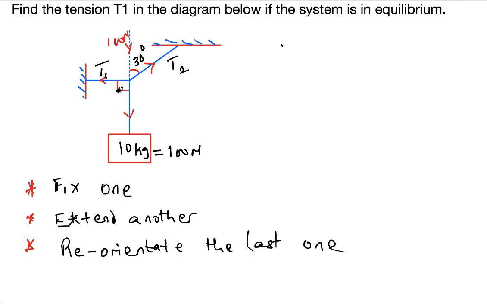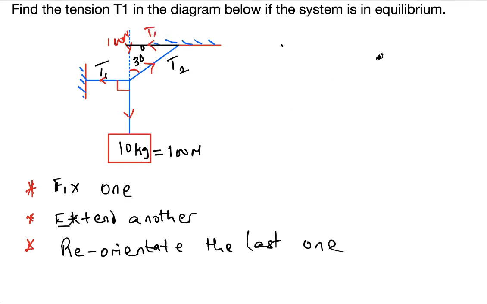Having done with that, we now have the last one, which is T1. The last thing to do is to reorientate it. What do I mean by reorientate? Whatever way it is going, leave the direction like that and go and replace it in this incomplete triangle to complete the triangle. T1 is horizontal and going to the left, so draw something horizontal going to the left to complete this triangle. What you draw right here is going to be your T1.